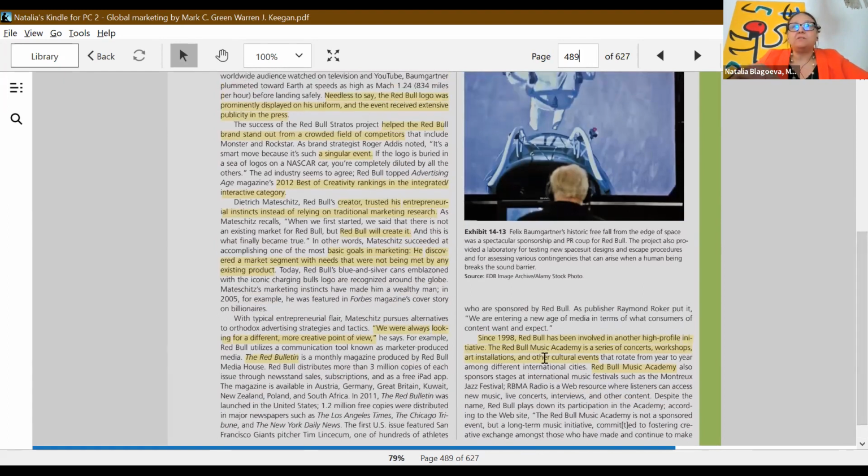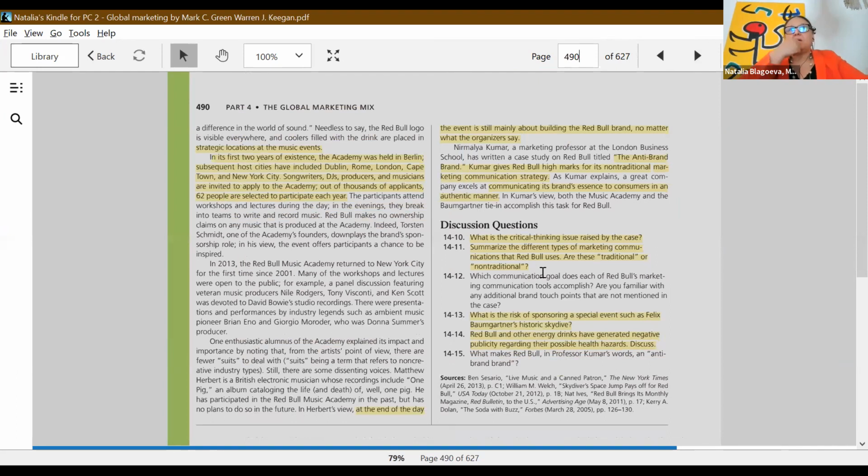Together with other things they do, for example, the Red Bull Music Academy, the Red Bull Bulletin, they really take a different approach to all their marketing, all the ways in which they connect with customers and all the ways in which they demonstrate the value of their brand. So they're a good example of non-traditional ways which have been really successful.